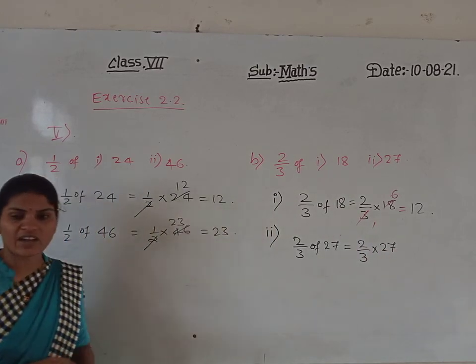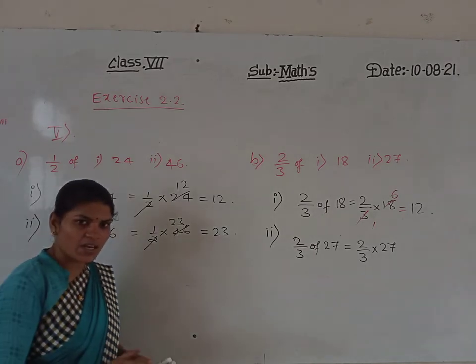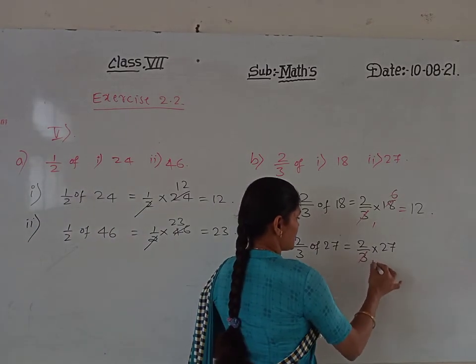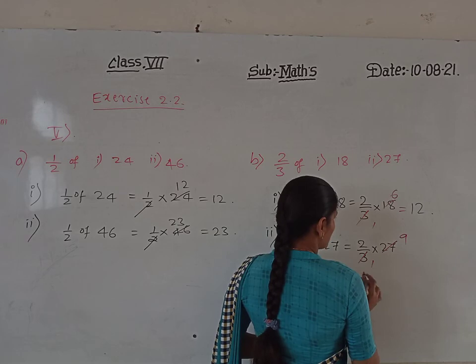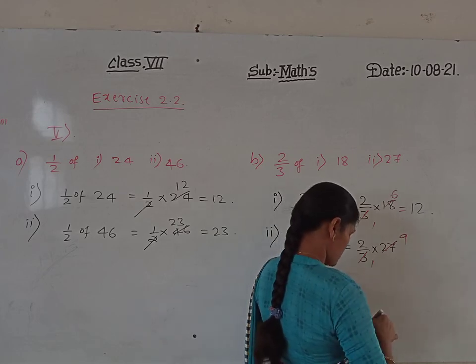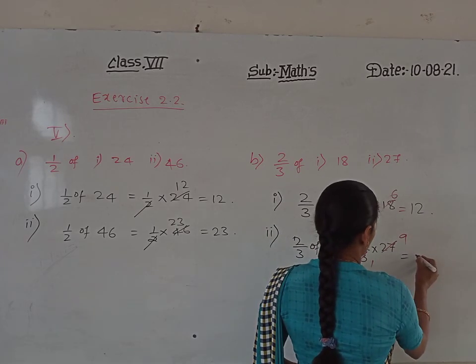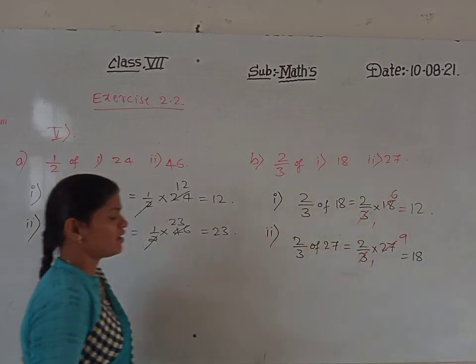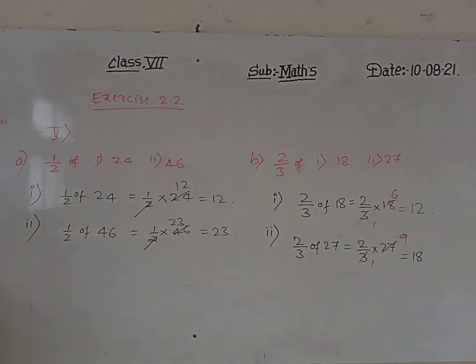Second one here, 2 by 3 of 27, means 2 by 3 into 27. Again there is a common factor between 3 and 27. I will cancel this. 3 9s are 27. So 2 into 9, 18. Easiest questions? Yes? Are all these easy or difficult? So easy. Will you do the same way C and D? Are you ready?